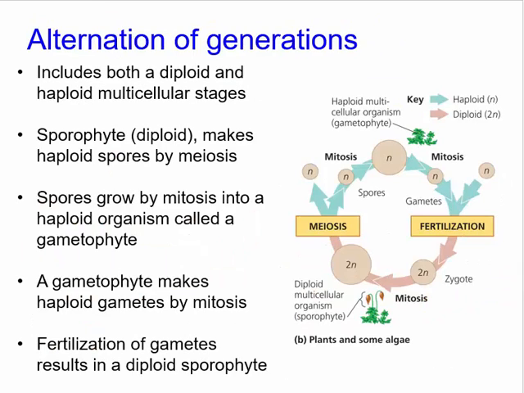So some plants, some algae, they undergo what's called alternation of generations. Now, we still see this same pattern, but the difference here, and why we call it alternation of generations, is we have these diploid multicellular organisms, just like we saw with the vertebrates, but they also can have a multicellular organism in the haploid stage.